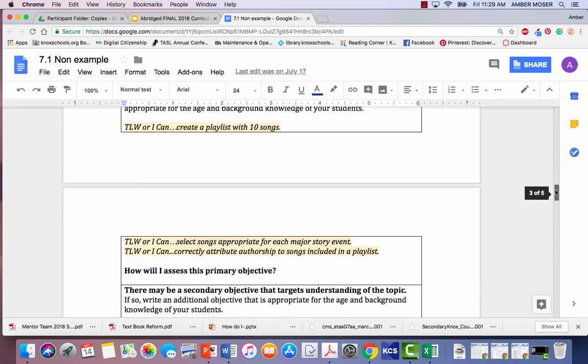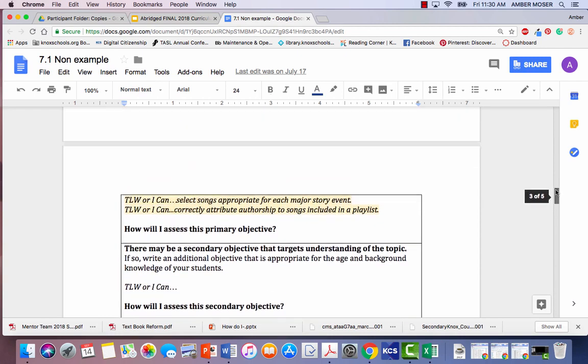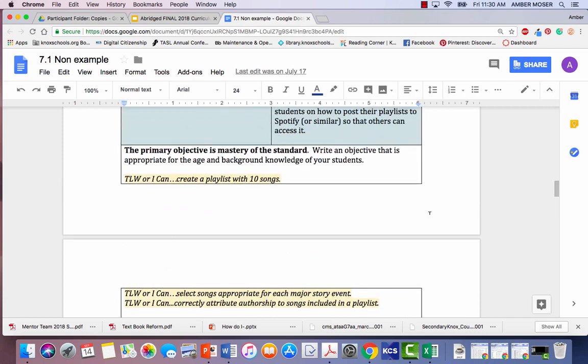Now, let's take a look at the objective. On this template, you're going to see that there are 2 types of objectives listed. There's a primary objective and there's a secondary objective. Let's talk a little bit about what that terminology means. A lot of the lessons you're going to teach are only going to have one objective, and of course that's going to be the primary objective. And that objective should be designed to point directly back to the standard. It says write an objective that is appropriate for the age and background knowledge of your students, and again, it's towards the mastery of the standard.